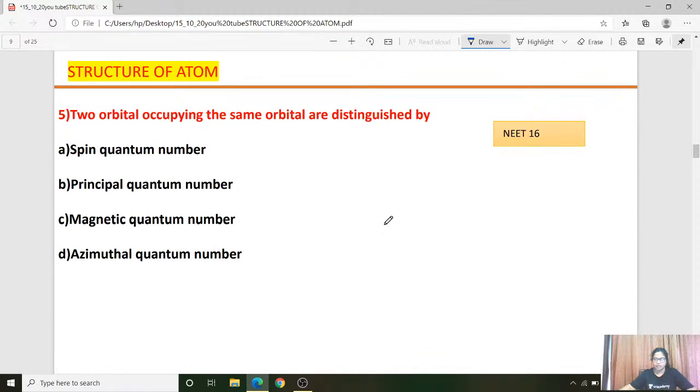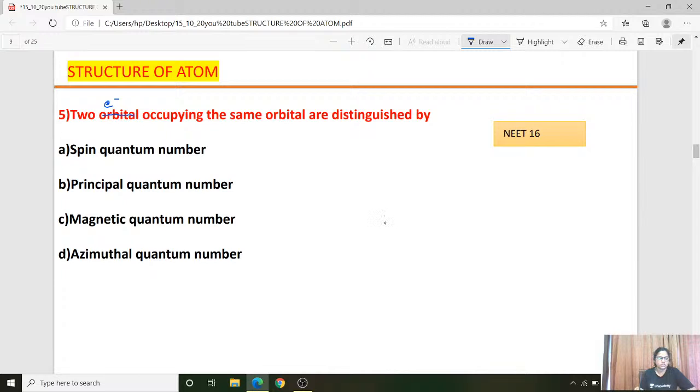Okay. Now look at the question. Simple question but asked in the NEET exam. Two electrons occupying the same orbital are distinguished by spin quantum number, principal quantum number, magnetic quantum number, or azimuthal quantum number. So you have two electrons occupying the same orbital.